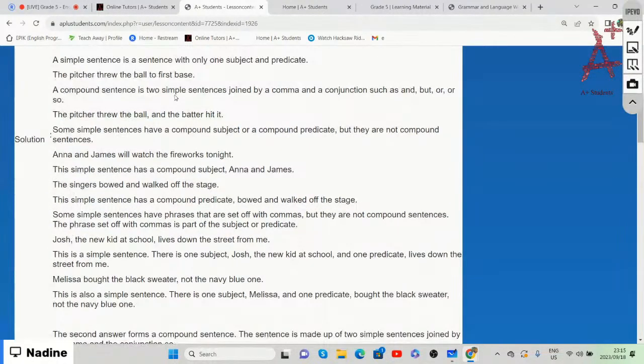So a simple sentence is a sentence with only one subject and predicate. An example of a simple sentence is: the pitcher threw the ball to first base.